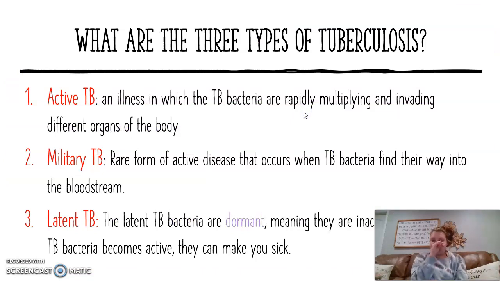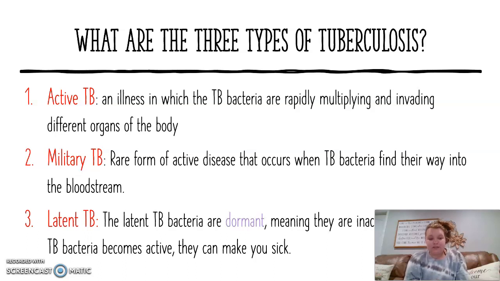What are the 3 types of tuberculosis, you might ask? For our most common one, we have active TB, which is an illness in which the TB bacteria rapidly multiplies and invades different organs of the body. Next, we have miliary TB, which is a rare form of active TB disease that occurs when TB bacteria find their way into the bloodstream. And yes, this one is rare, but it is also deadly if not treated quickly.